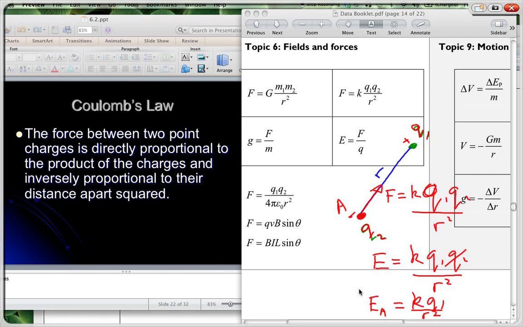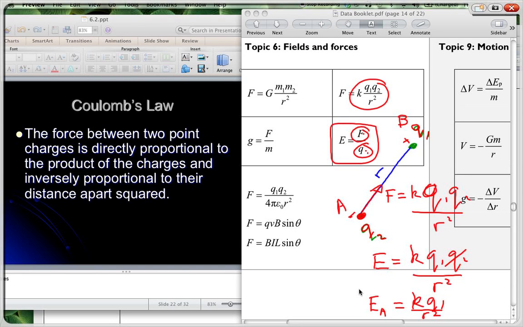Q2 is not zero. Because your definition of electric field strength is the force per unit charge, I'm dividing the force by the charge, and therefore the charge will cancel. One of the charges is going to cancel out. It all depends what you're looking at. If you're looking at what Q2 is experiencing, then you must cancel out Q2. If I was looking at, say, point B, at the electric field strength that Q1 experiences, then you divide by Q1. So it all depends which one you're looking at.